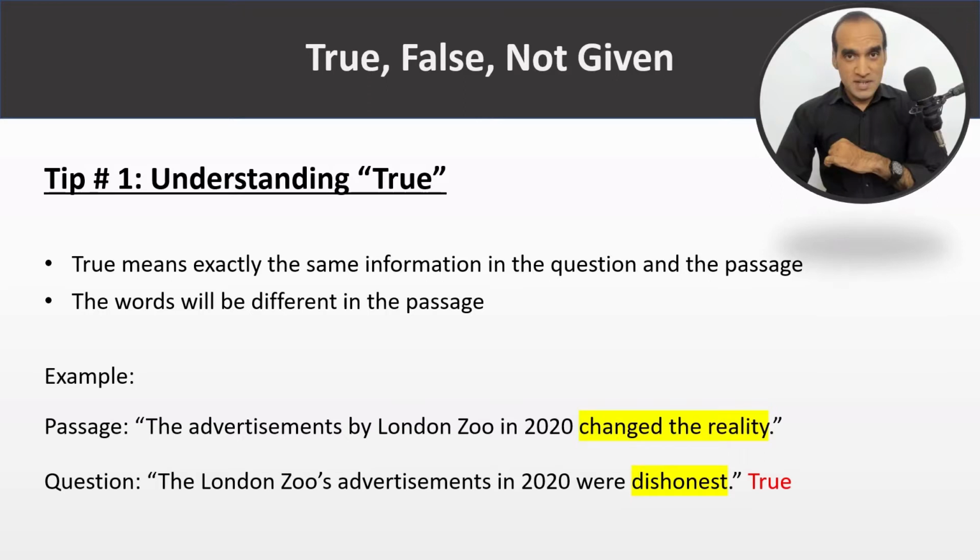This is what the passage says. The advertisement by London Zoo in 2020 changed the reality. And at the end of the passage, we have this question. The London Zoo's advertisements in 2020 were dishonest. So we have to check what the passage says about the advertisements, if the advertisements were correct or not. The question statement is true because both the passage and the question are giving the same information. Only there is a difference of words. The words dishonest and change the reality mean exactly the same thing. Now let's look at what false means.